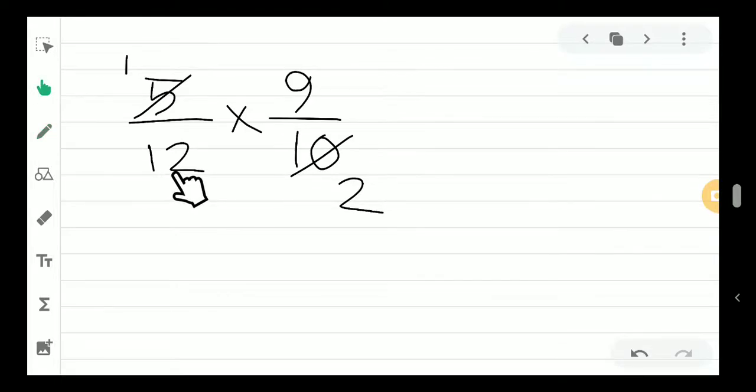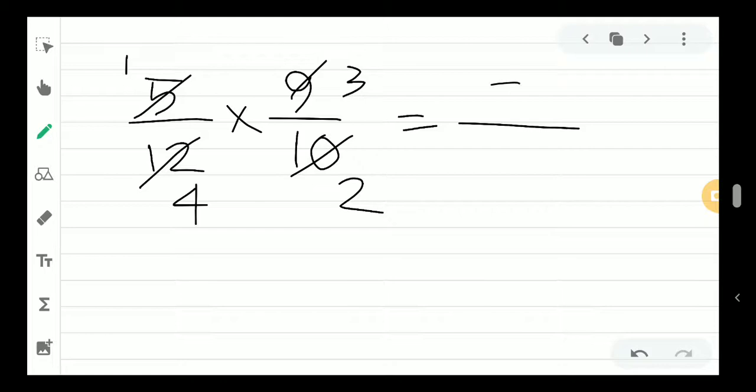And similarly, this 12 and this 9 can be cancelled just by dividing them by their common factor 3. So if we divide this 12 by 3, 3 fours are 12, and 3 threes are 9. So what remains here? 1 three is 3, and 4 twos are 8. So our answer is 3 by 8. Just by multiplying these two fractions, 5 by 12 and 9 by 10, we are getting 3 by 8. So in here we did not multiply the numerators and denominators in the normal way.